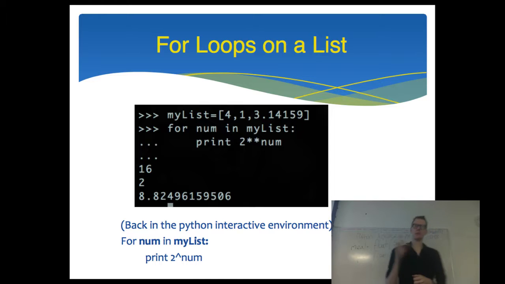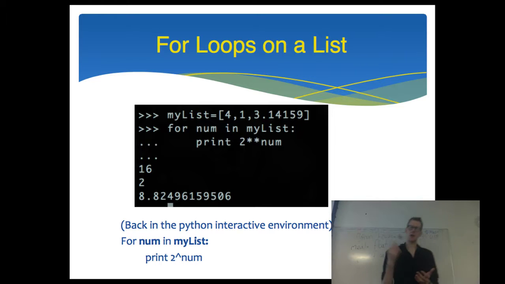And what that will do is it will set num equal to the first value in the list the first time, and then print 2 to the power of that value. It will then set num equal to the second value in the list the second time and print 2 to the power of that value, etc., all the way through the list until the list runs out. And you should see all of those numbers in the list raised to the power of 2 printed to the screen.